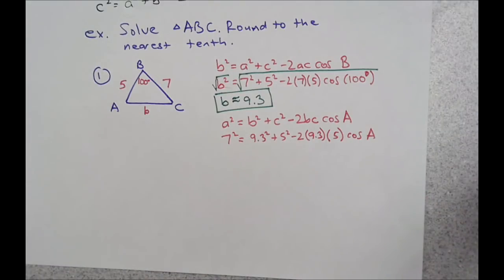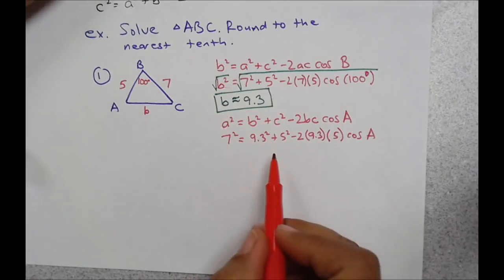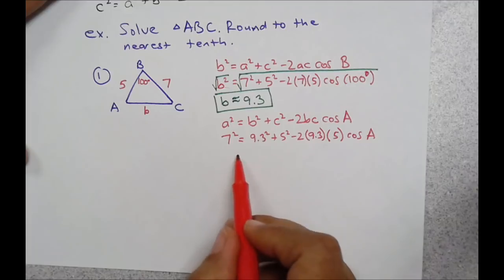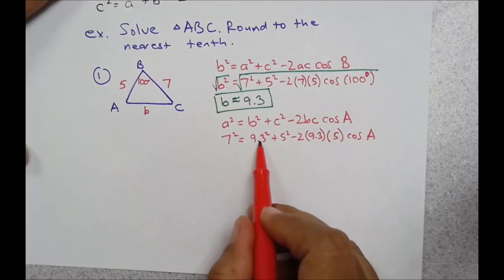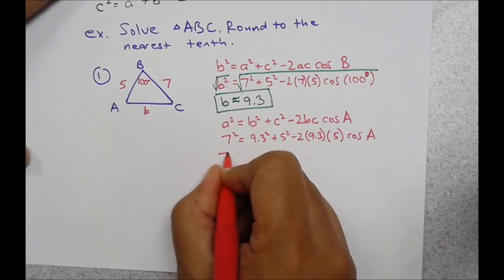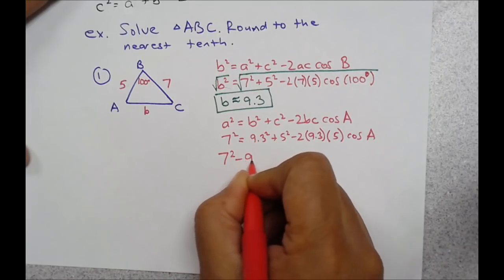All right, this is the part where a lot of people mess up. This right here, we're going to get rid of adding, subtracting first, then multiplying. So we have to move the 9.3 squared and the 5 squared over to the other side first by subtracting it.